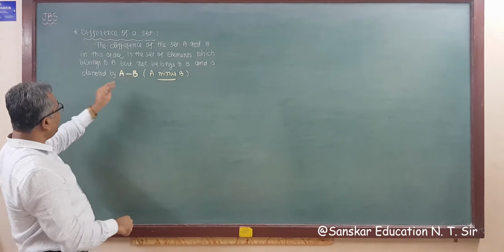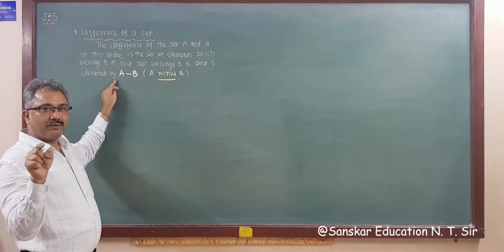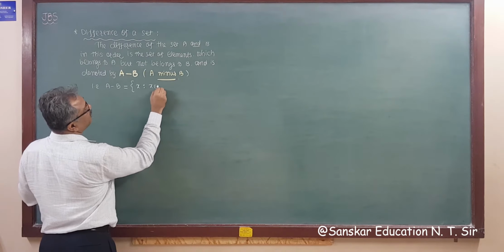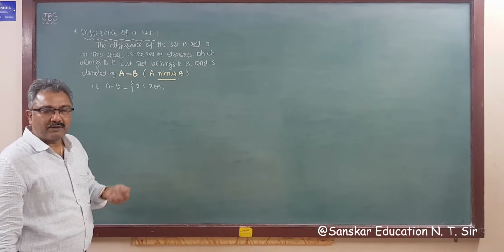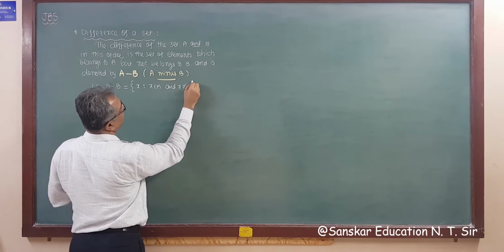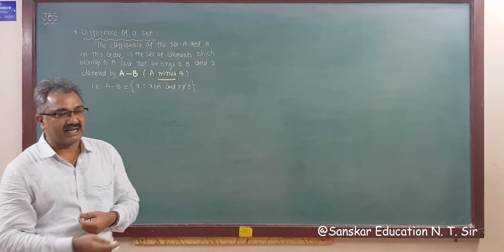Difference of sets A and B means the elements which are in A but not in B. Simple way, right? So A minus B is equal to, in set-builder form, suppose x, but what is x? x is in A but not in B. So x belongs to A and x does not belong to B. So this is called the difference of two sets.